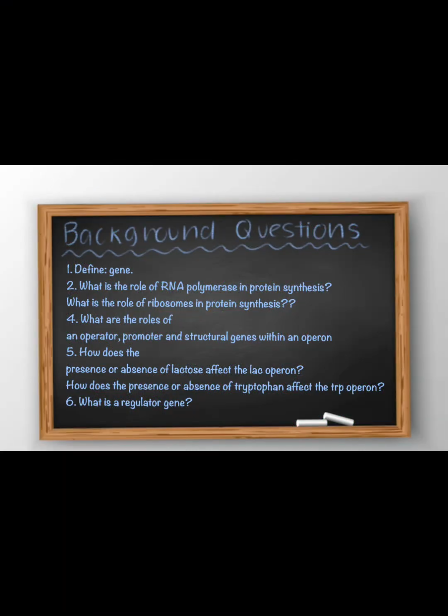I'm first going to go over some background questions before I get into deeper detail about how each operon functions. However, I'll be discussing questions 5 and 6 deeper in the video with a visual model. So what is a gene? A gene is a segment of DNA that contains the instructions to produce a specific protein or RNA molecule. Genes are the functional units of heredity, and they play a central role in determining traits in all living organisms.